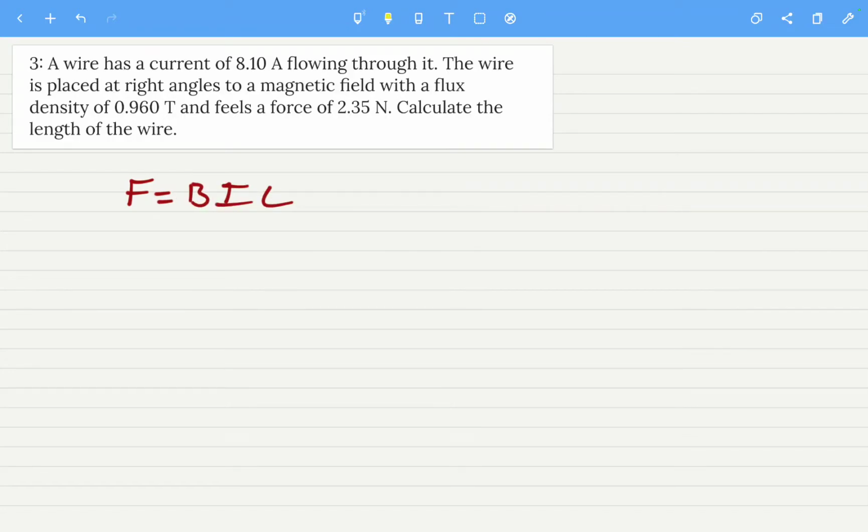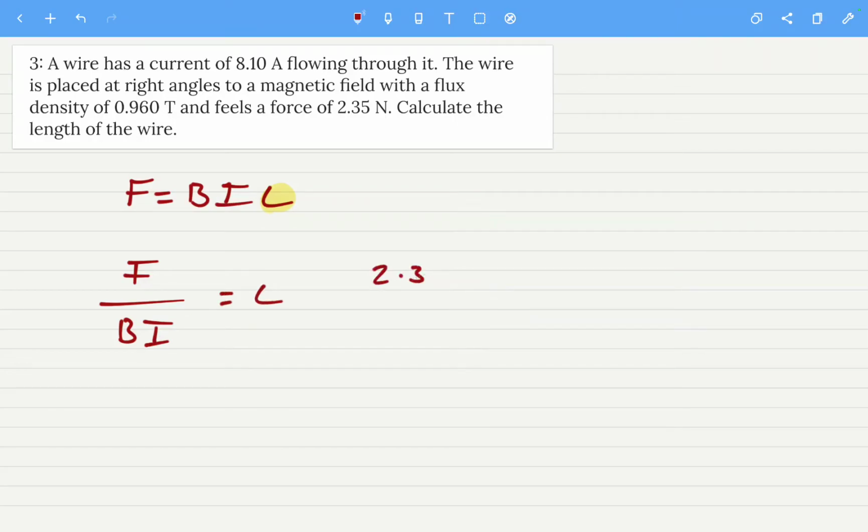This time we need to make the length L the subject of the formula. We've got B times I times L. To move B and I to the other side of the equation, we just do the opposite of multiplying, so we're going to divide. That's the force F divided by BI, and that will give us the length. Let's put the numbers in.